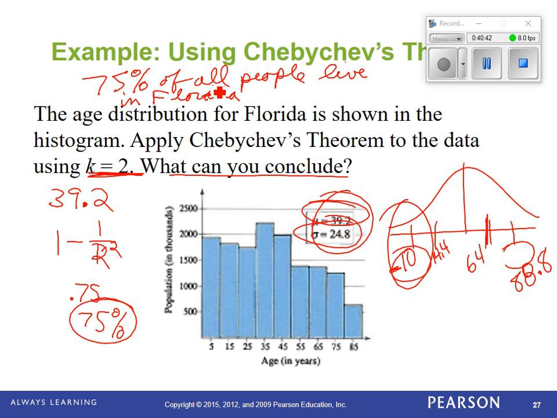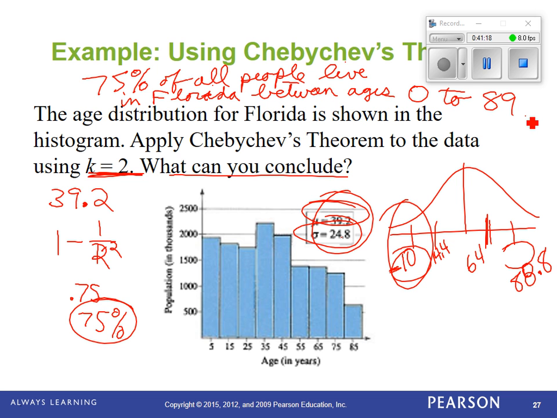What do we know about them? Yeah, give me something a little more meat on it. 75% of all the people who live in Florida are what? Between -10 and 88. Ages of -10 and 88.8, right? Now, do we really want to write down that -10? No, so 0 to about 89. The oldest person there is 89.